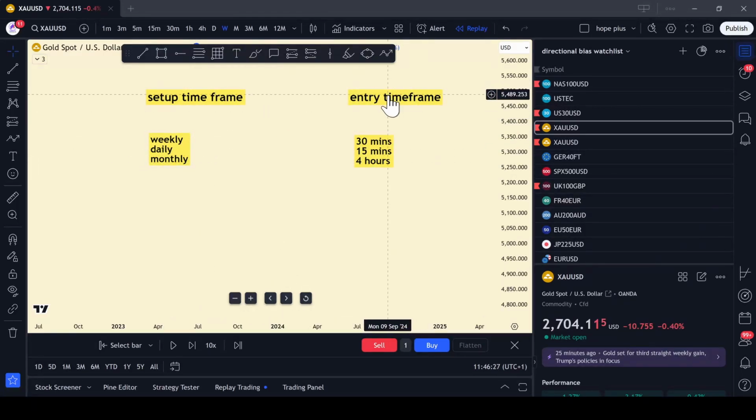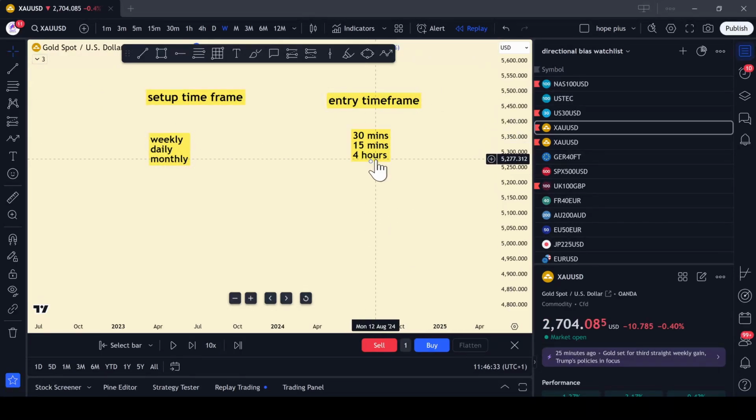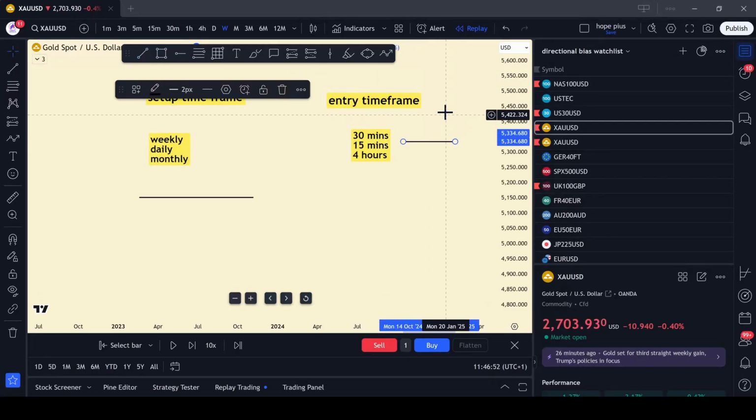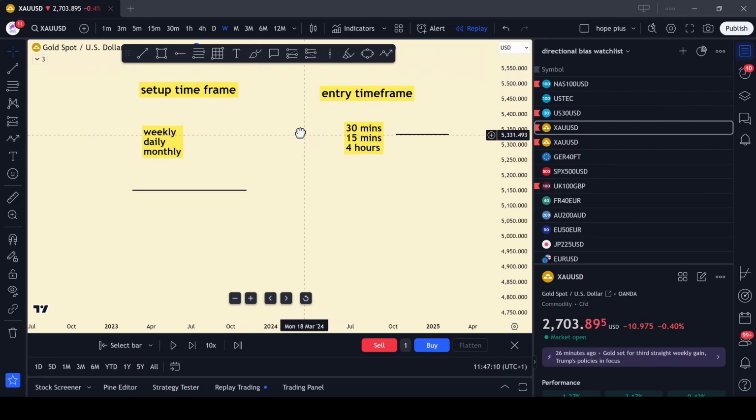Now, the entry time frames are the 30 minutes, 15 minutes, and the 4 hours. Let me explain. If you mark out an opening price on the weekly time frame, your entry time frame will be the 30 minutes. And what are you looking for within this 30 minutes? You can look at different price action, but in this video, I'm going to tell you what you should be looking at: bullish or bearish engulfing.